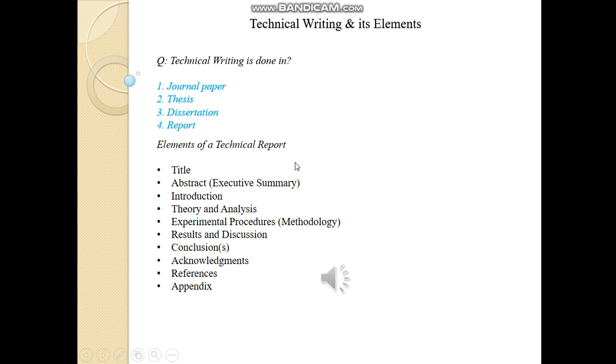Okay, now slide number 2. The heading is technical writing and its elements.